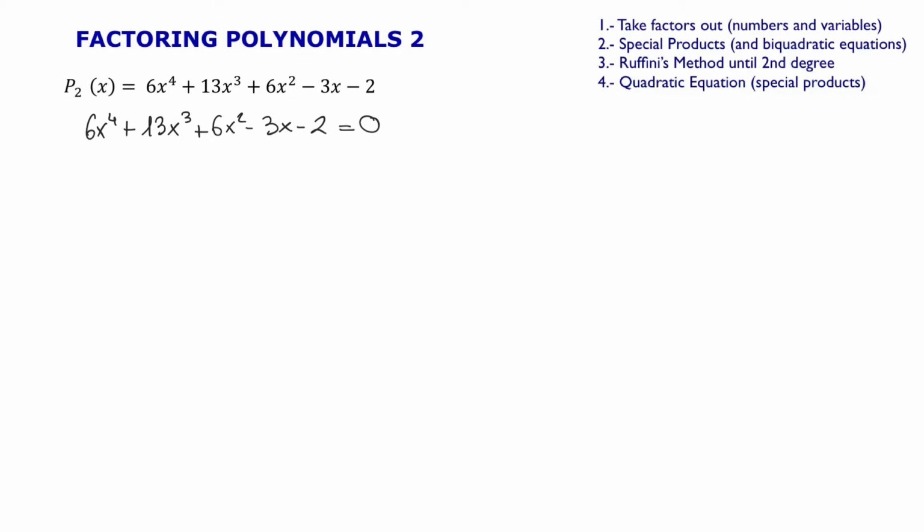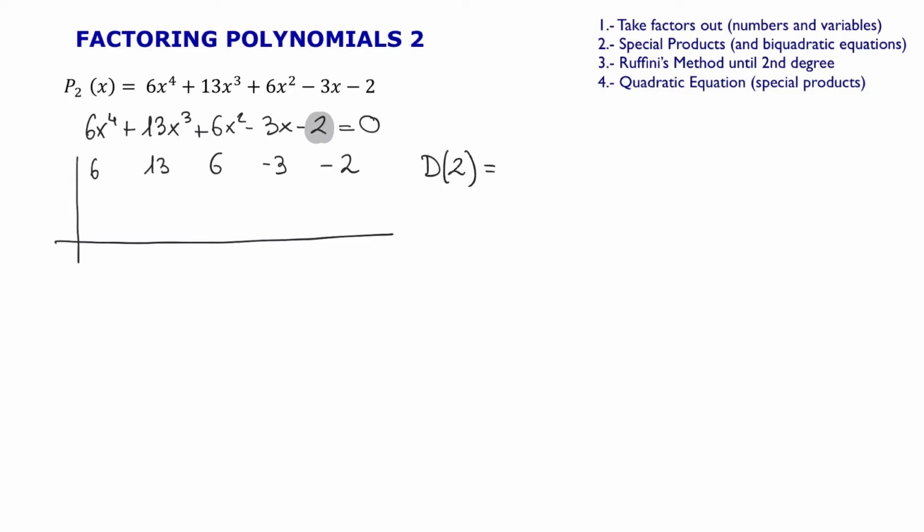In this case, we can't take out factors, and we don't have a special product nor a biquadratic equation. So we are going to apply Ruffini's method until second degree. 6, 13, 6, negative 3, and negative 2. And we are going to look for the roots from the divisors of the absolute value of the independent term, which is 2. The divisors of 2 are plus or minus 1 and plus or minus 2.